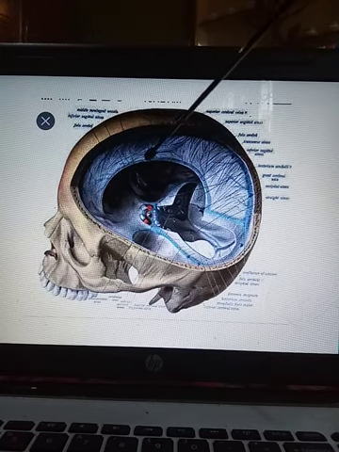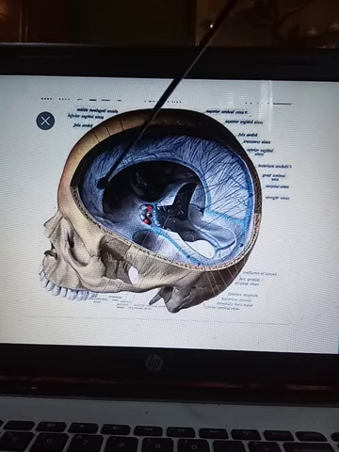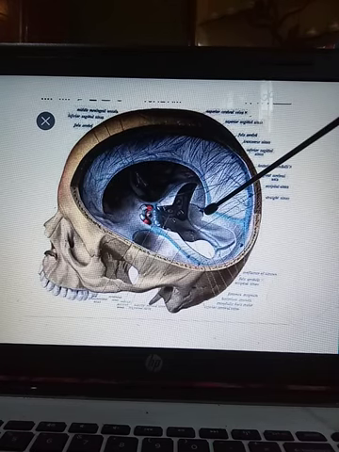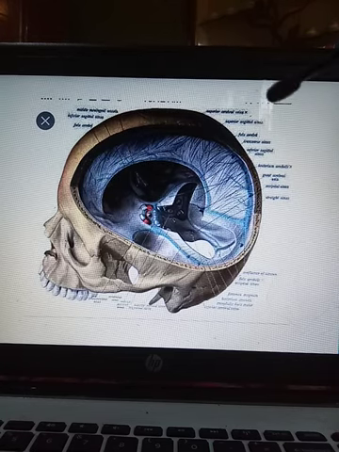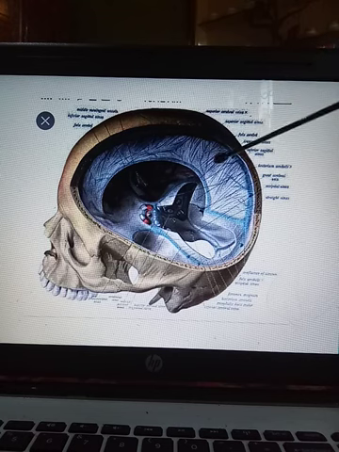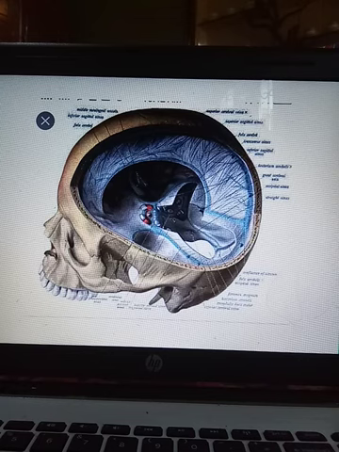Then this inferior border of the falx cerebri, it is free. This falx cerebri intervenes between two cerebral hemispheres.